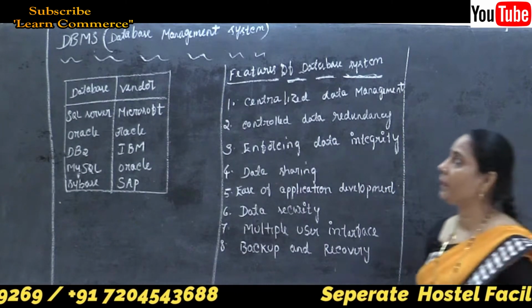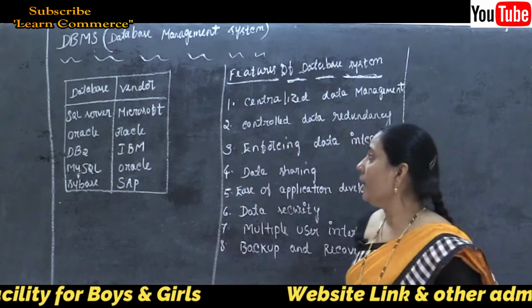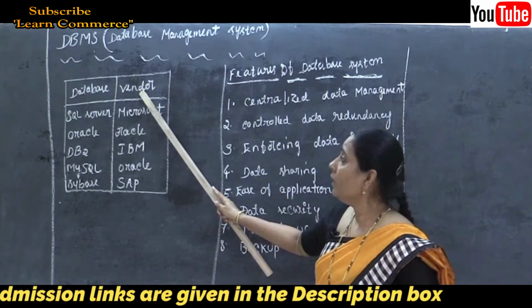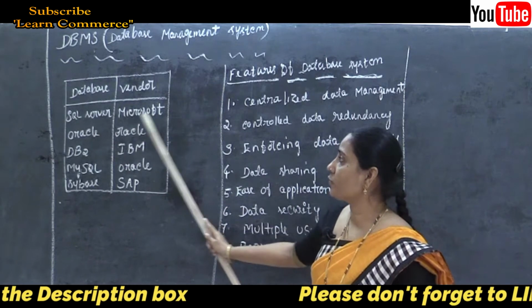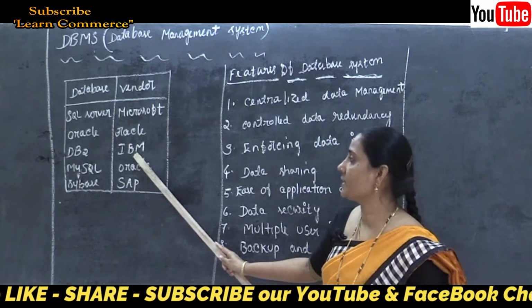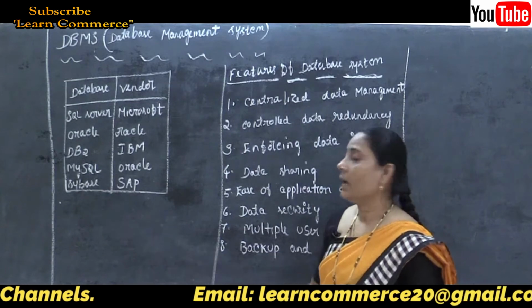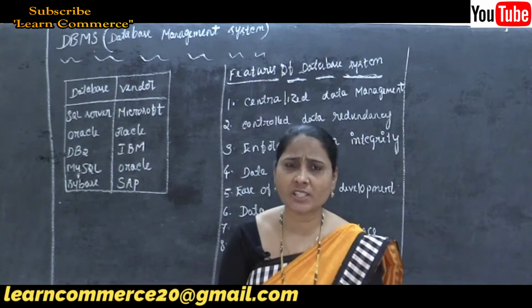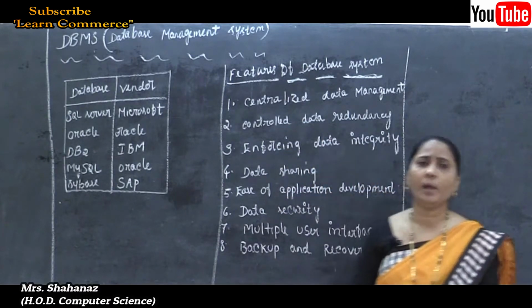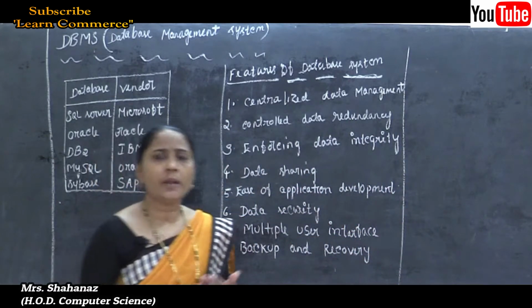The full form of DBMS is database management system, and we already covered it using a table of database and vendor: SQL Server from Microsoft, Oracle, DB2 from IBM (International Business Machines), MySQL, Oracle, Sybase, SAP. This table is just for your knowledge, as examples of database management systems. Now, what is this database management system, or DBMS?